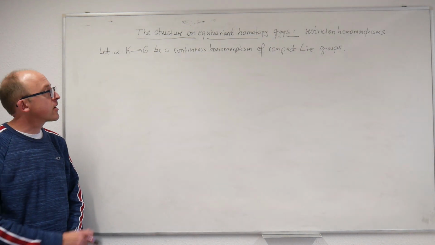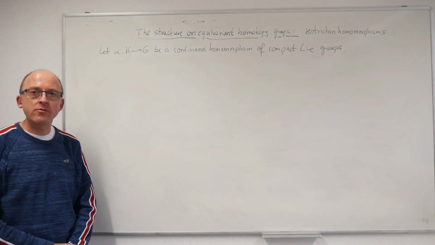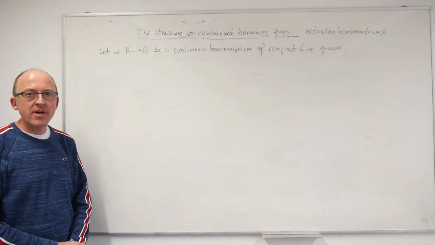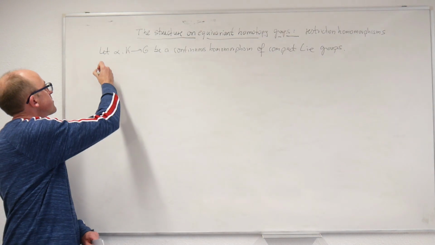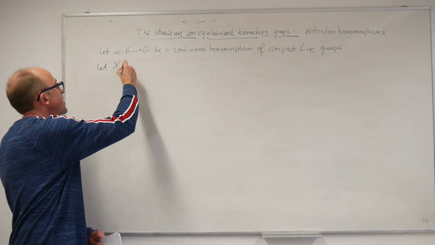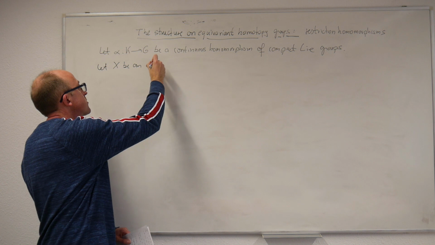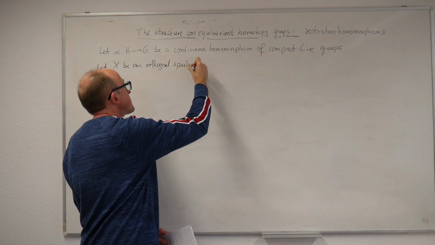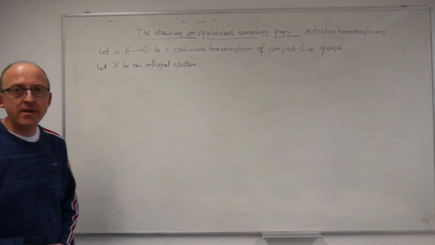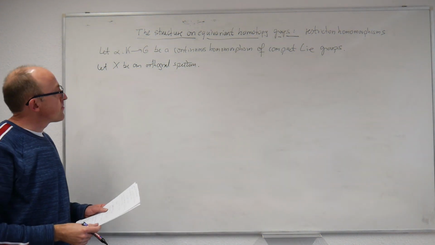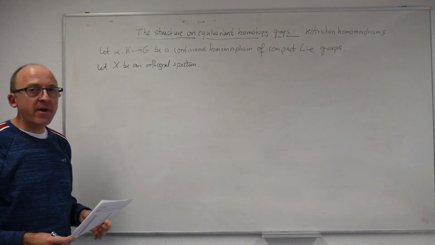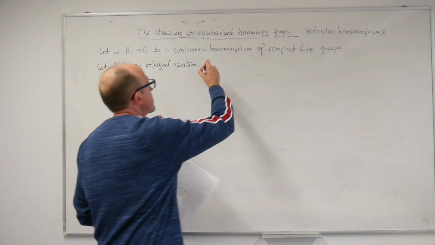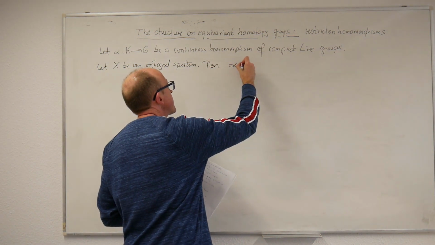I'm still considering a continuous homomorphism alpha between two compact Lie groups K and G, but now I want to consider a global homotopy type represented by an orthogonal spectrum. So let X be an orthogonal spectrum with no particular group acting on top of it. We've talked about the underlying G-spectrum and the underlying K-spectrum, which both had the tautological actions. And because of that, if you restrict, you get an equality.